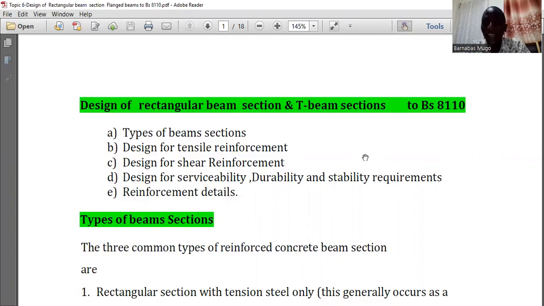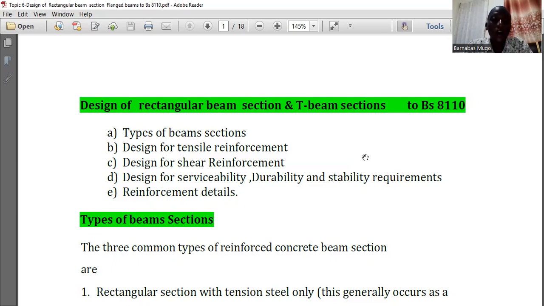So we are designing to BS 8110. This is a British standard code of practice, but currently we are using the European code of practice in the field. But I want you to have the tables. I'm going to share with you some tables that we are going to use in our calculations, and we are going to grasp the information the way it is. So the design of rectangular beam section and the T-beam section to BS 8110 is the first thing that we are going to look at.